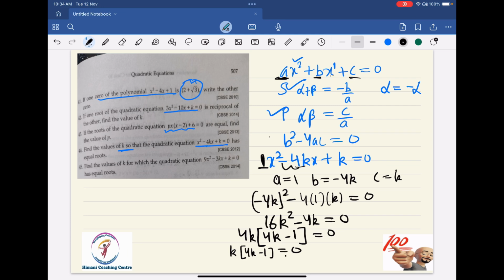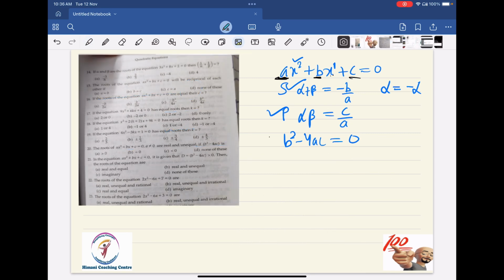So what will we get? We will get either k is 0 or 4k minus 1 is 0, which means 4k is equal to 1, or k equals 1 by 4, and these two are our answers. Now the next question, number 45, is exactly similar to this. I would want you to solve it yourself and give the answers in the comment box. So now let us move to the next part of the questions.